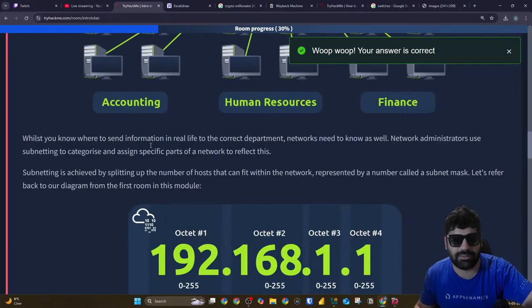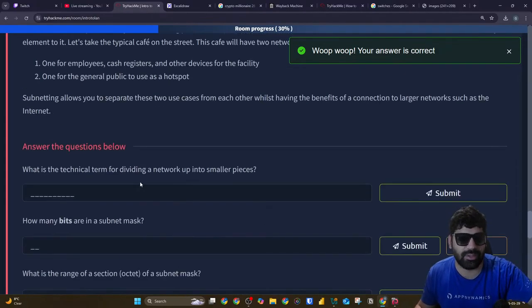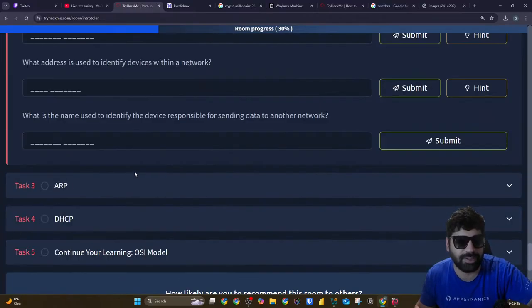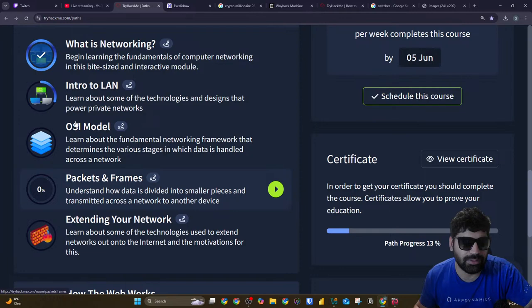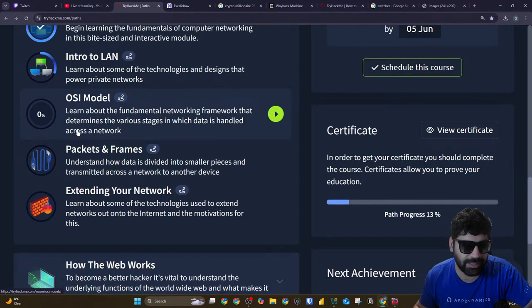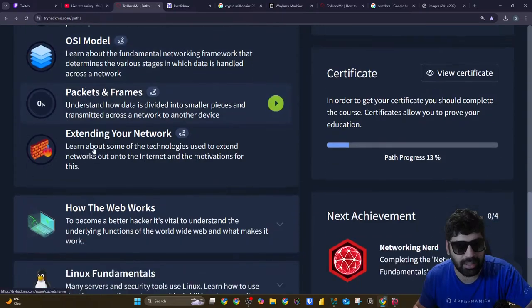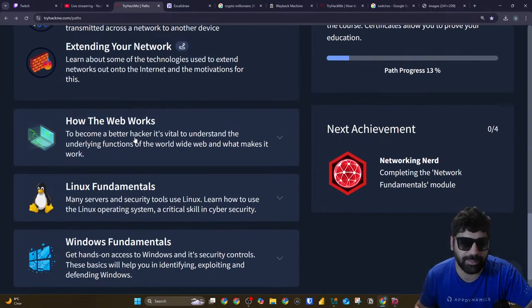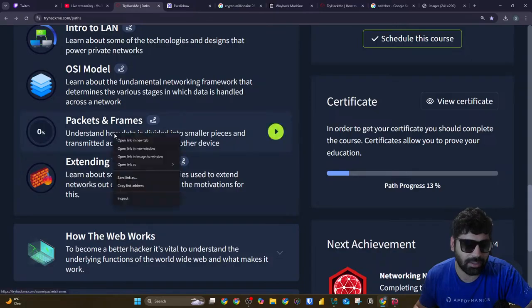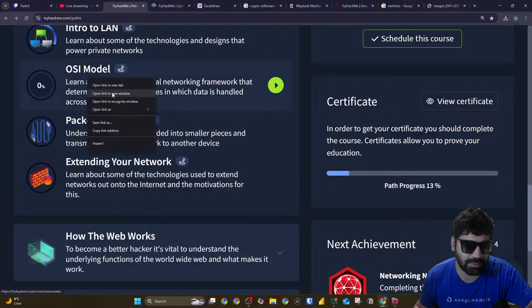Let's see this one. Subnetting is an interesting topic, but I will leave it for today. So tomorrow we have this. ARP and DHCP both are important protocols and important commands to use. If we do this tomorrow, and OSI, we can cover how things work, which is very important for a hacker. Packets and frames and extending your network. So I think we can cover this completely tomorrow. Not much here.